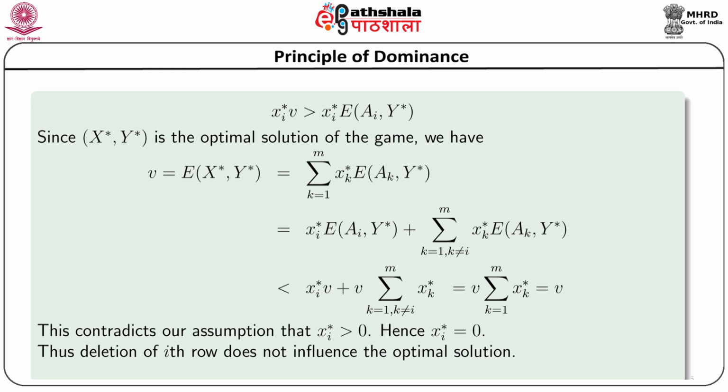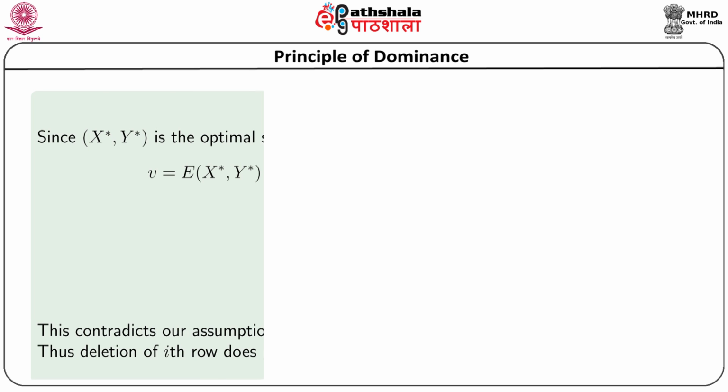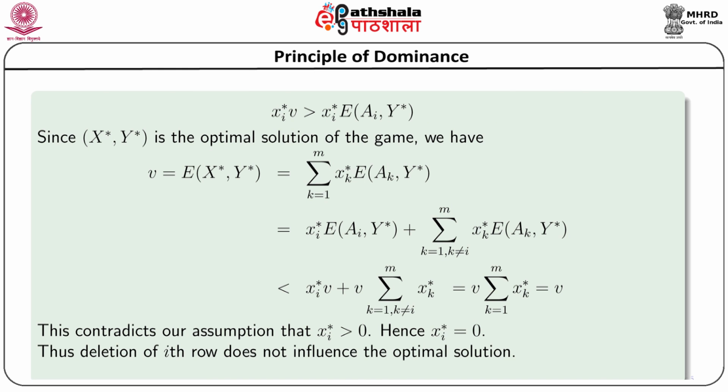Since x_i^v is greater than x_i^* a_iy^*, this expression can be written as less than or equal to v times the summation of x_k^*, k equal to 1 up to m and k not equal to i, which is equal to v times the sum of x_k^*, k equal to 1 up to n, which is equal to v, since the sum of x_k^*, k equal to 1 up to n, is equal to 1. The sum of the probabilities is equal to 1.